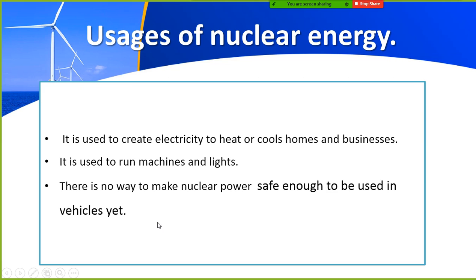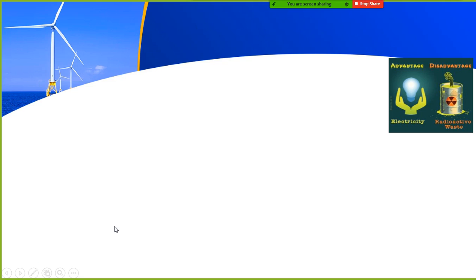But right now they haven't found a safe way to use this nuclear power in making vehicles and cars work. So they still haven't found a safe enough way to use it in vehicles yet.